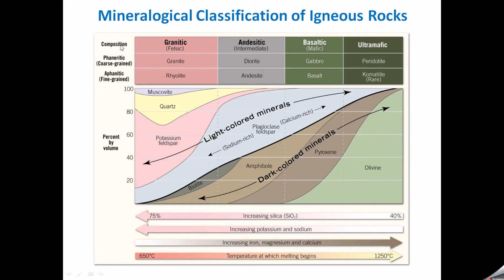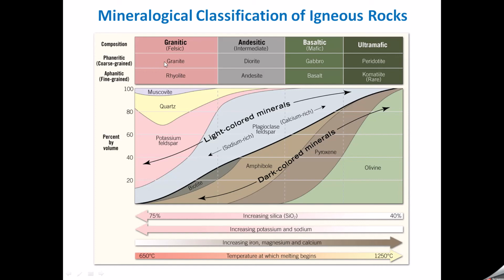Here we have at the left side composition, granitic, we call them felsic, that means they are rich in feldspar and silica, and they are very light in color. Andesitic, intermediate, and then basaltic, made up of mafic, which is magnesium and iron, and then ultramafic. And each rock type has two forms, extruded volcanic and plutonic. So the plutonic rock of the granitic rocks we call granite, and the volcanic we call rhyolite.